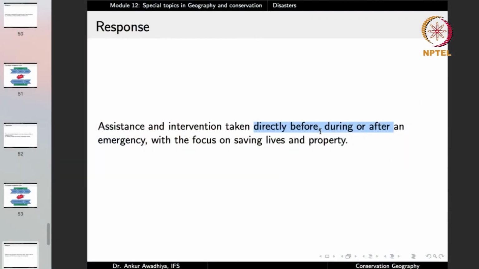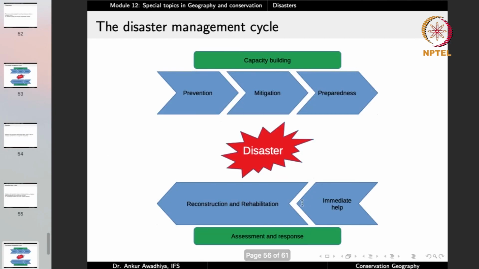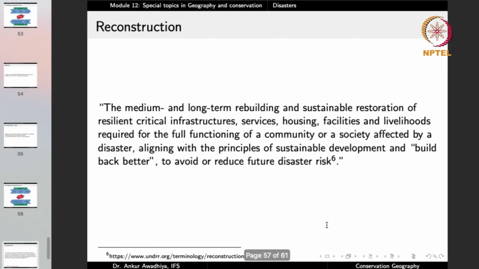We can have certain interventions during the emergency, and we can have certain interventions after the emergency, and here the focus is on saving lives and property. This includes giving immediate help or relief, which is assistance and intervention during or immediately after an emergency, usually lasting up to a few months after the event, such as provisioning of shelter, food, water, and medical assistance. So that is immediate help. This can be followed by reconstruction, the medium and long term rebuilding.